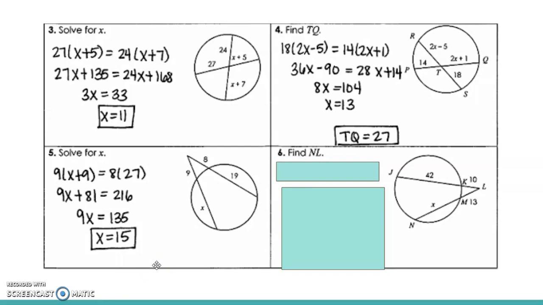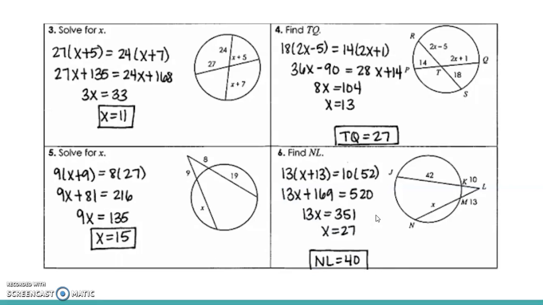Number 6, we're finding NL, so that entire length. Before we can find NL, we do need to find what x is. So x is the length of NM. When we set up our equation, we get 13 times the quantity x plus 13, so we're adding the two pieces together, is equal to 10 times 52. Again, adding 42 and 10 together. When we solve for x, we find that x is 27. And then we're going to add 27 and 13 together to find the length of NL to be 40.